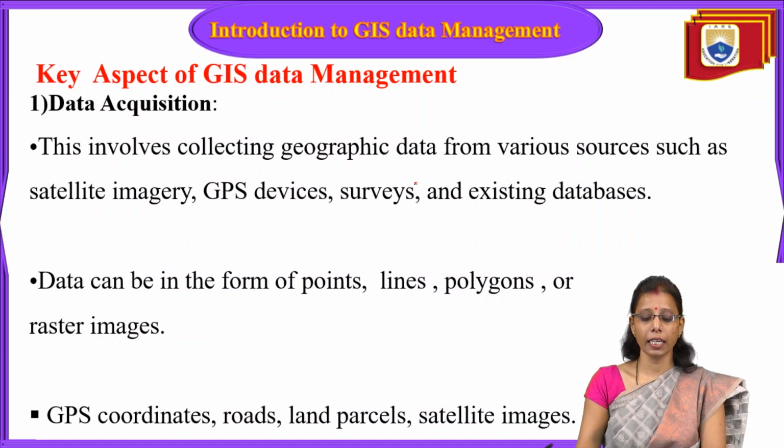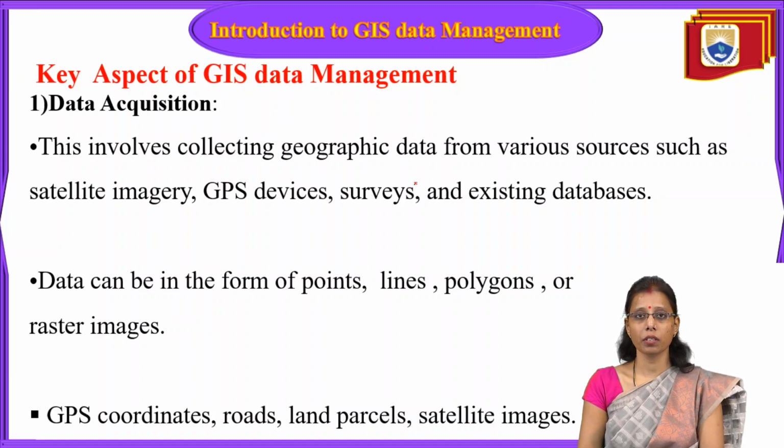This involves collecting geographic data from various sources such as satellite imagery, GPS devices, surveys, and existing databases. So what are the different geographic data we involve? It is involved from the various sources. We have the satellite data, which will show you the spatial information, the maps, and it will show you the actual data which is collected through the GPS devices.